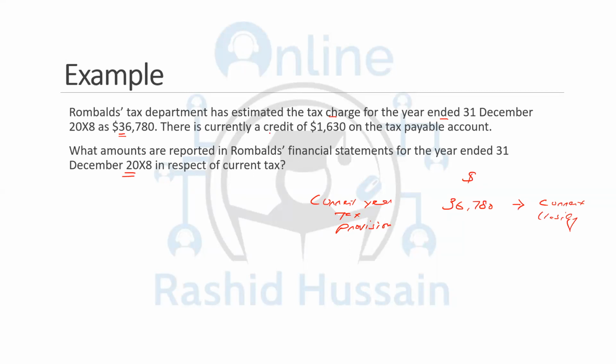There is currently a credit of 1630 on the tax payable account. So there is a balance within your tax account, and that is a credit balance. And we know when it is a credit balance, this simply represents an over provision. And over provision reduces your tax charge. So you're going to decrease your tax charge by 1630. And this resulting figure will be your tax expense in the statement of profit or loss.